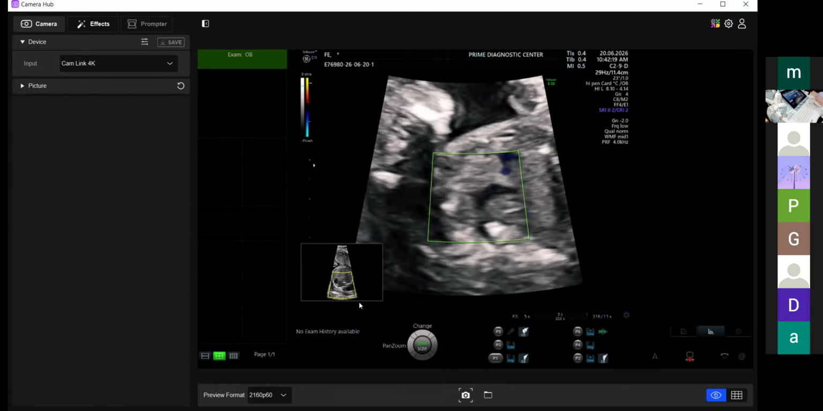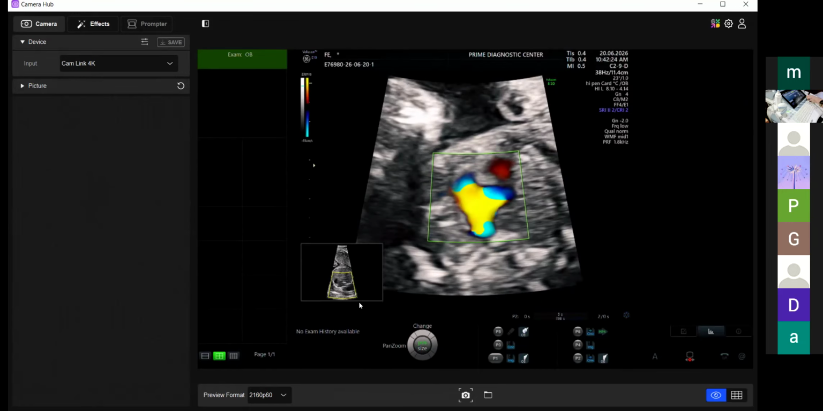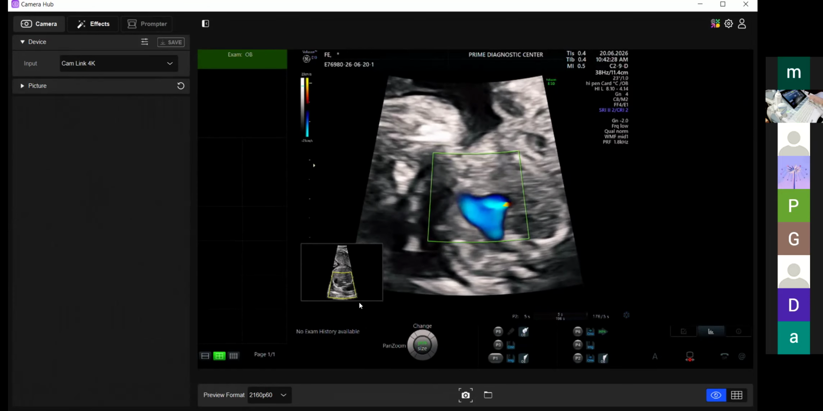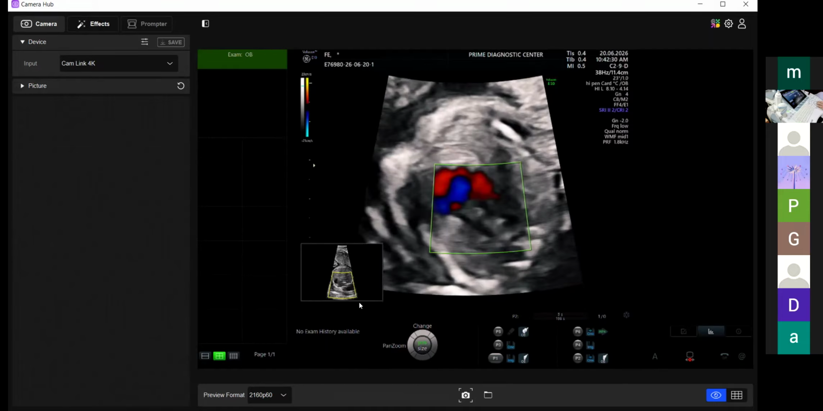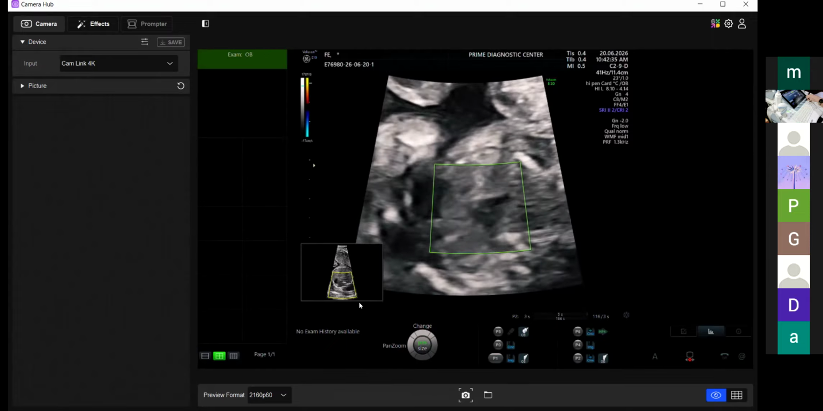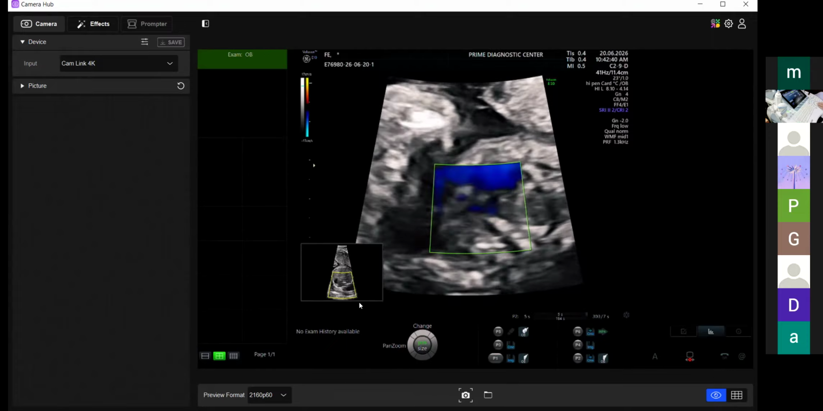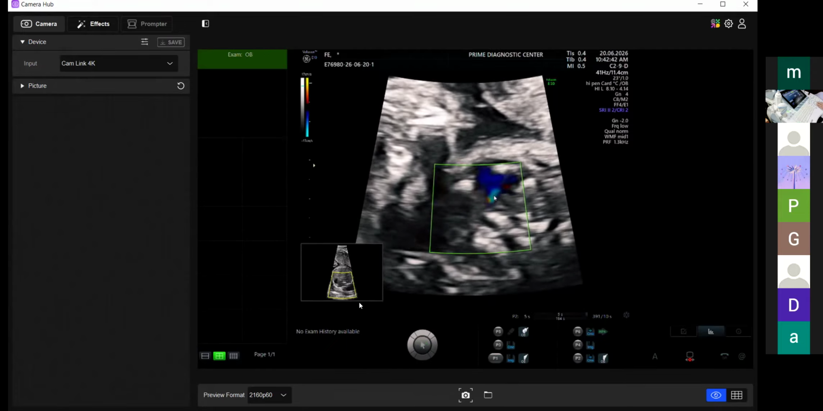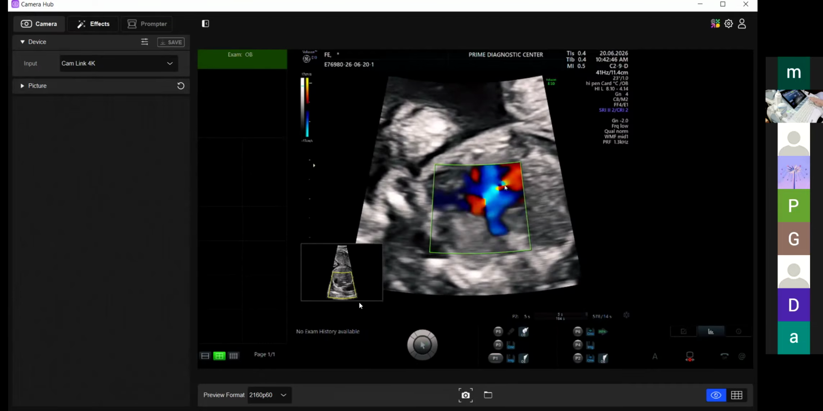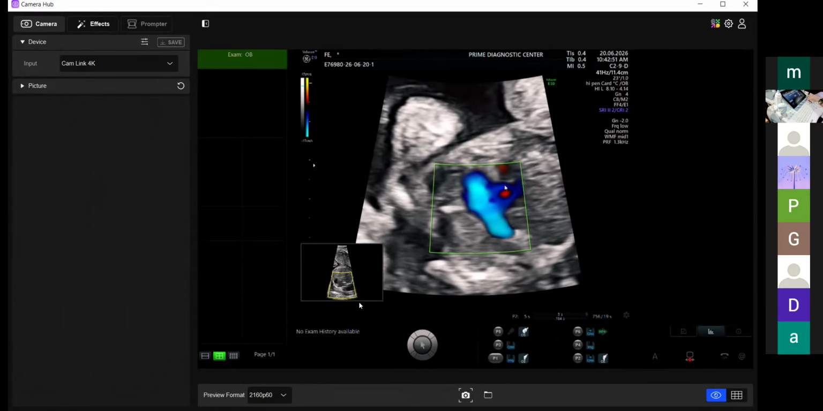Here I see the three vessel trachea view, all looks okay. I reduce the Nyquist limit to look for the SVC, and then I want to hunt for the ARSA. So I don't see any ARSA here. And I see then the vessel which is going anteriorly from this is a normal right subclavian artery. Okay, so there's no ARSA. Look at the Nyquist limit, what we have done, 17 centimeters.